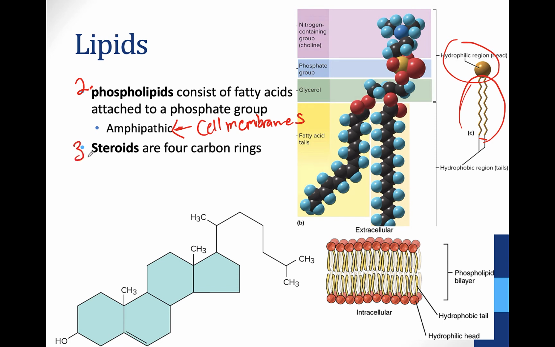The third type of lipid is called steroids. So steroids always look like this. They have 1, 2, 3, 4 rings. That fourth ring is always 5 carbons, and then they have these functional groups off of them. So steroids can be things like estrogen and progesterone and cholesterol.